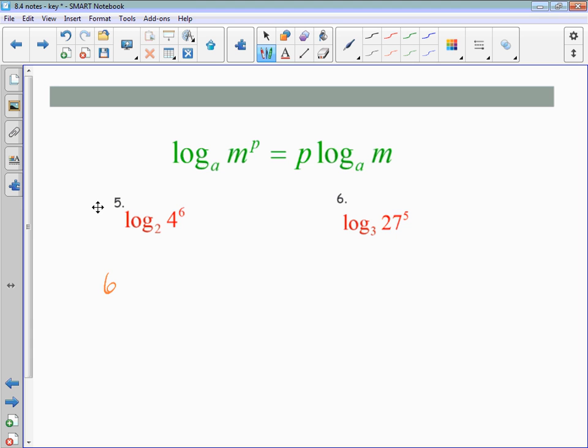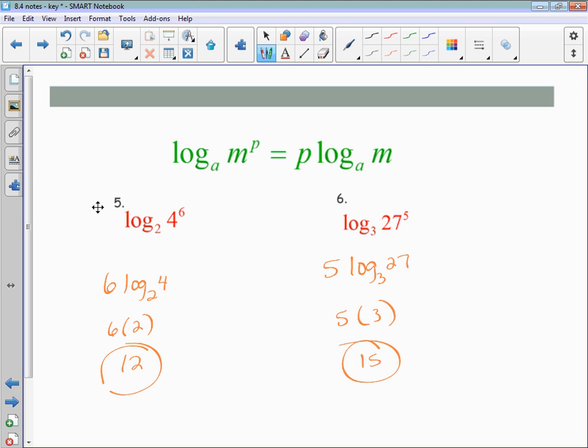All right, guys, number 5 is going to be 6 log base 2 of 4. So what is log base 2 of 4? So this is really 6 times 2. So 12 is your answer. Okay? Did you guys do 6 already? Yeah. 5 log base 3 of 27. That's like 5 times 3. Did you get 15? Yeah.